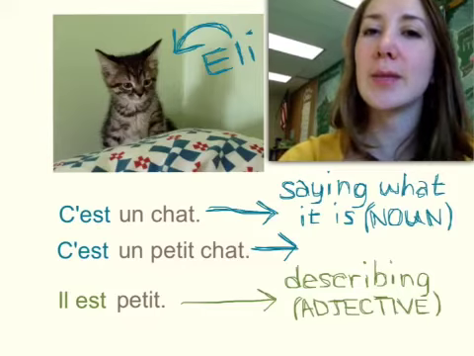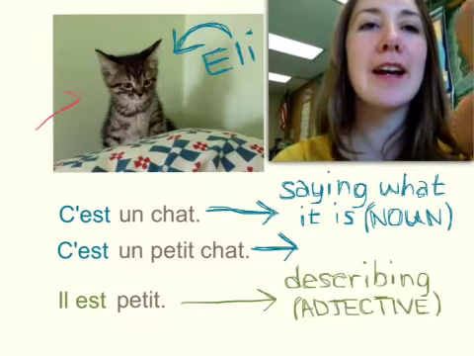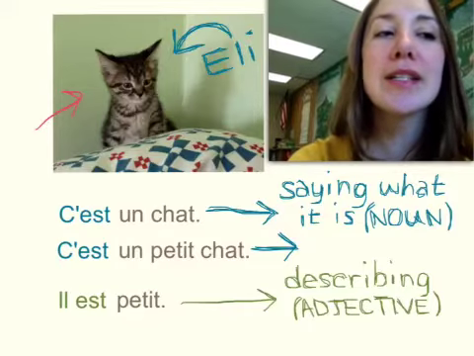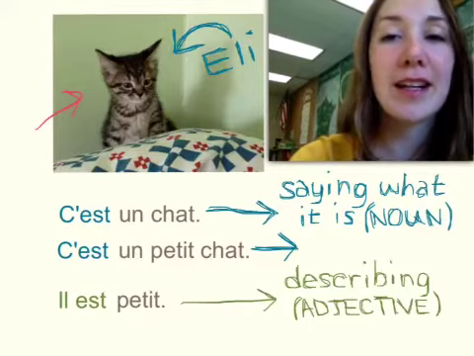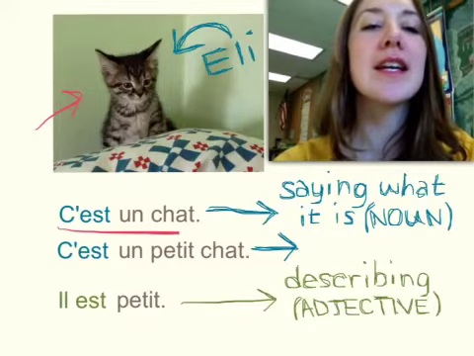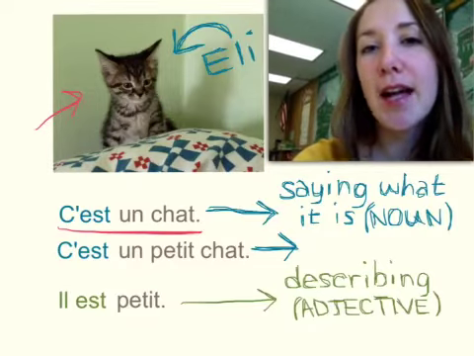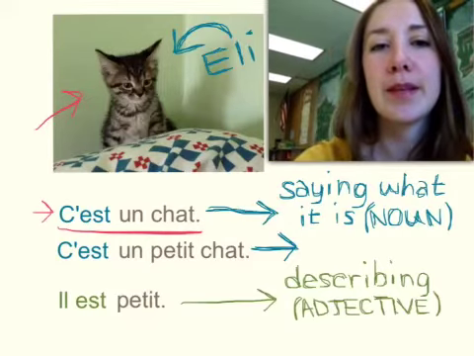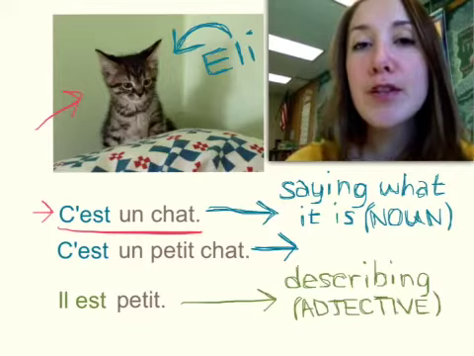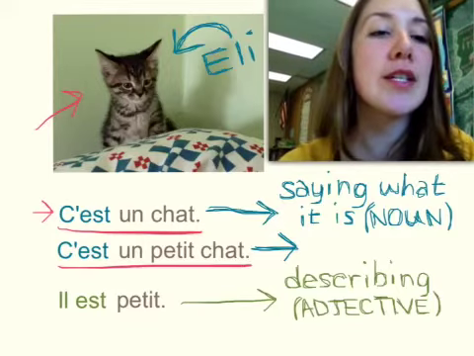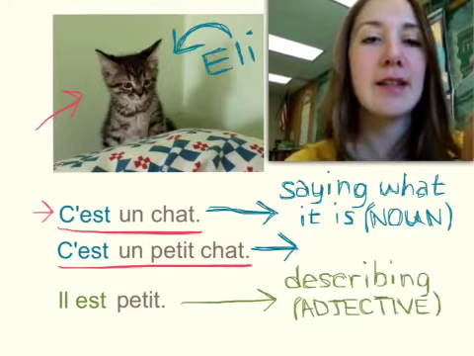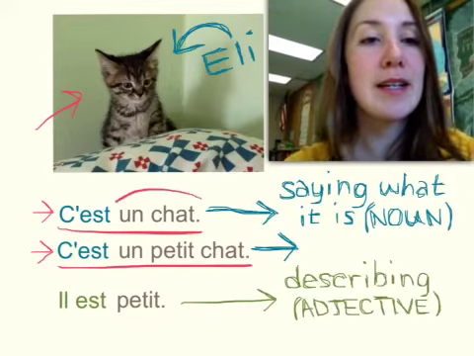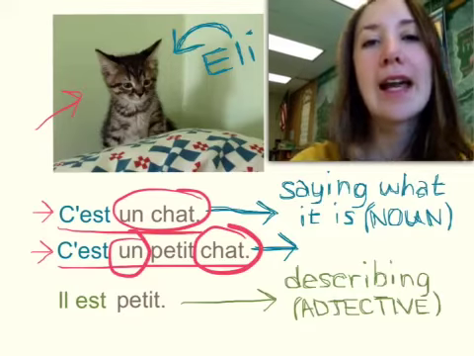So let's practice a little bit. We can practice with my cat, Eli. There's a picture of him when he was a kitten. So if I want to say what it is, a cat, I could say, c'est un chat. It's a cat. I'm telling you what it is. So I'm using c'est. If I wanted to tell you more information about what it is, I could say, c'est un petit chat. It's a little cat. And I'm still using c'est because I'm telling you what it is. What is it? It's a cat.